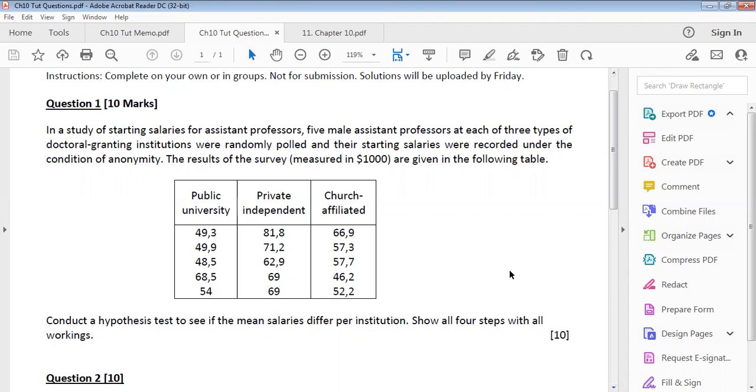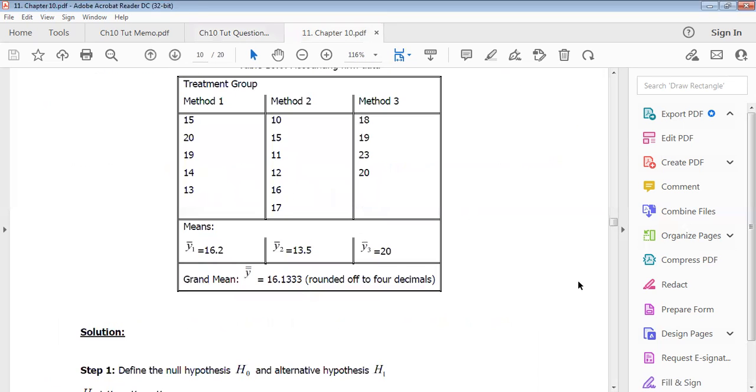So there are 4 steps. The one thing that you need to do is to find out the means of this. After you find your means and your grand mean, then you can start with step 1. So basically this question is similar to the examples in your textbook on chapter 10. I'm just gonna show it. So it's similar to this question here. Okay, so it's this question.